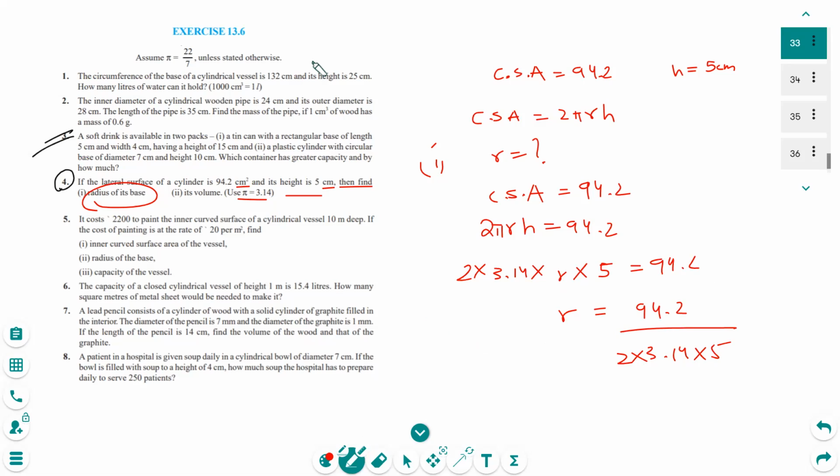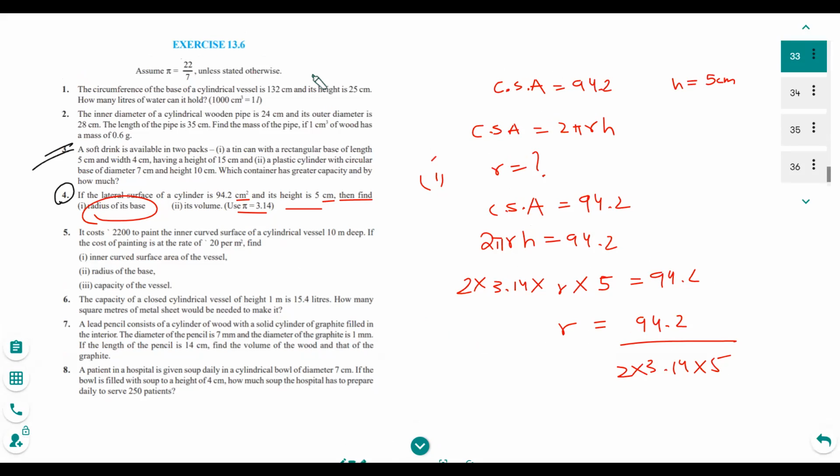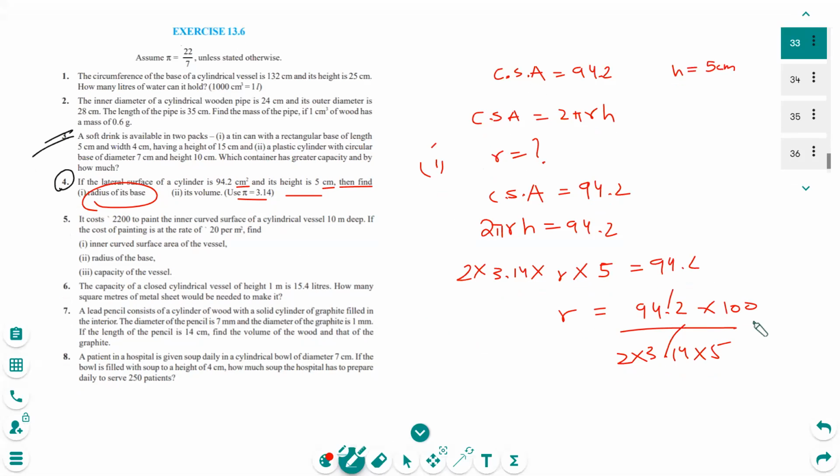Solve it without looking at the back, because you won't be able to look at the back in the exams. 3 centimeter. So you do this, and you do this. 5 times 2 gives me 10, 10 cancels out with 10, and 314 times 3 is actually 942, isn't it? So r is equal to 3 centimeter, done.